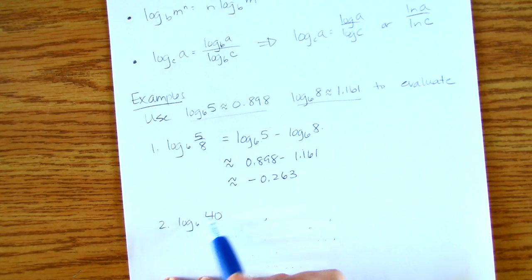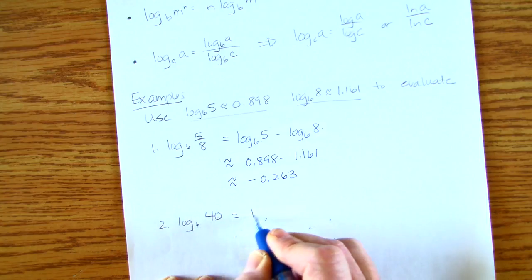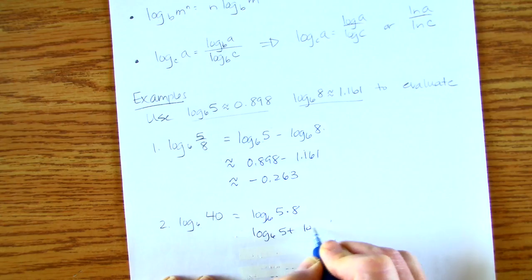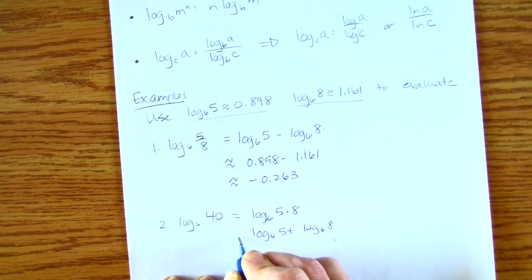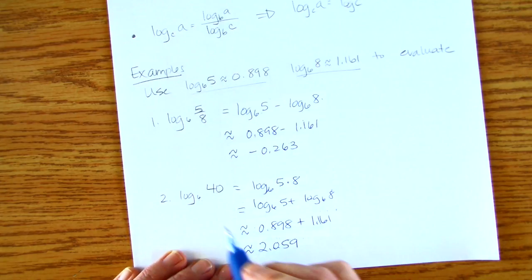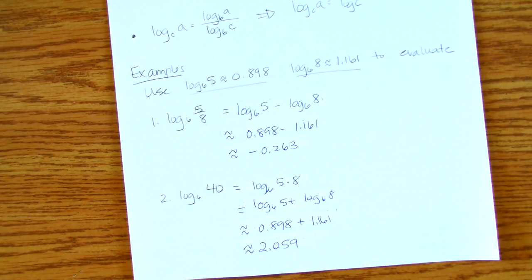How about log base 6 of 40? Well, we know that that number has to be a little more than 2, right? Because 6 squared is 36. But again, we can write this as log base 6 of 5 times 8, and then log base 6 of 5 plus log base 6 of 8. And then we have approximate values for those, 0.898 plus 1.161. And so that value is approximately 2.059. Again, 6 raised to a little more than 2 will give us 40.